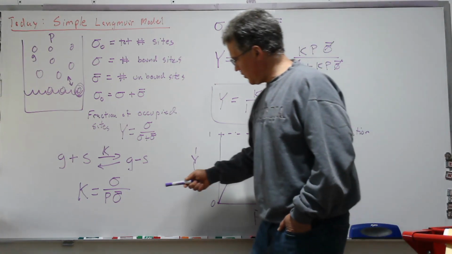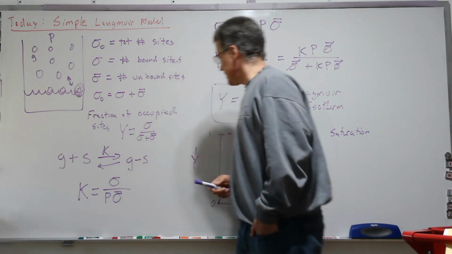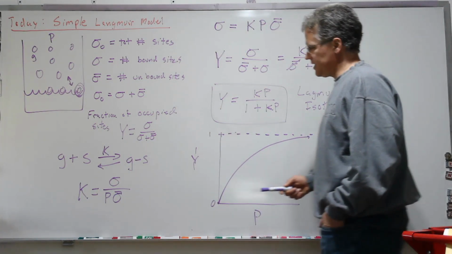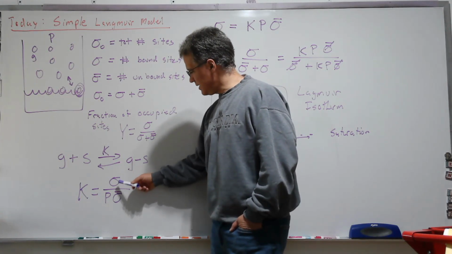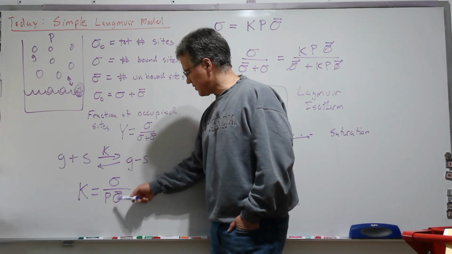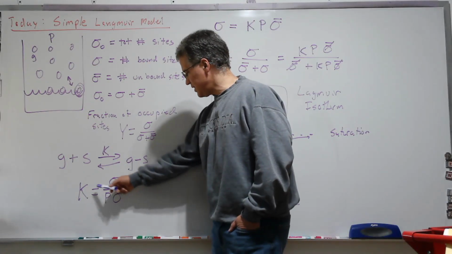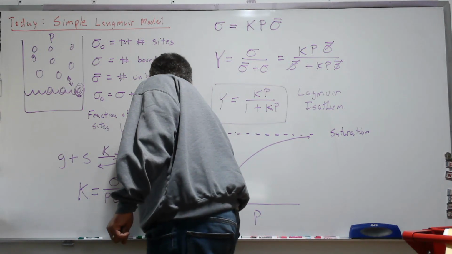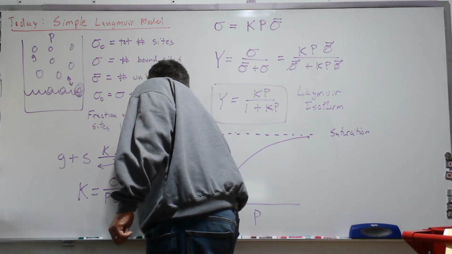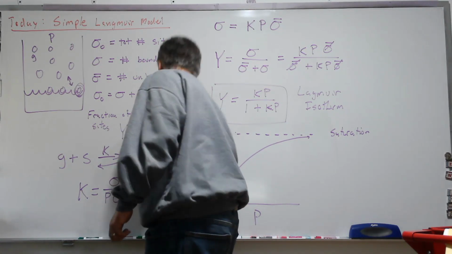Another thing we should note about K is the unit. These are unitless, I guess they have the same unit, number of sites. So this is unitless. So the units on K are 1 over pressure.